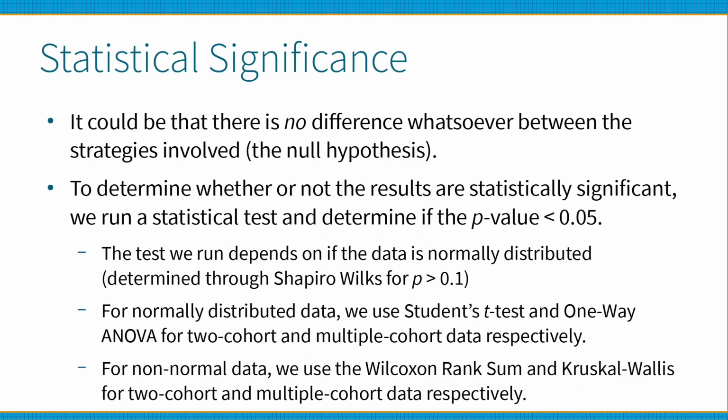For normally distributed data, we're going to use student's t-test. In the case of multiple data, we're going to use one-way ANOVA. And then for non-normal data, we're going to use Wilcoxon rank sum. And in the case where we have multiple groups, we're going to use Kruskal-Wallis.